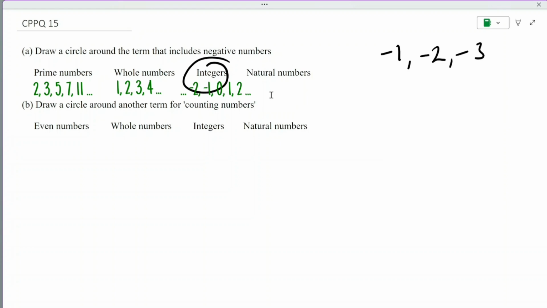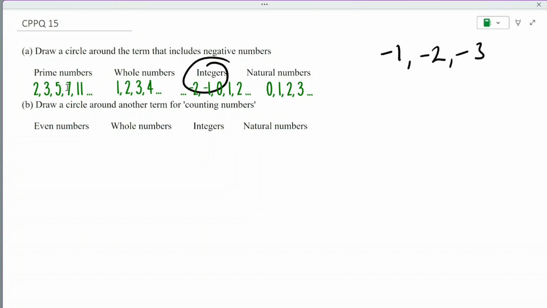We have a fourth option, which is natural numbers. Natural numbers start from 0. You are from 0 up, 0, 1, 2, 3 to infinity. For integers, it includes negative numbers. Then for whole numbers, you start counting from 1. It doesn't include 0, neither does it include negative numbers.